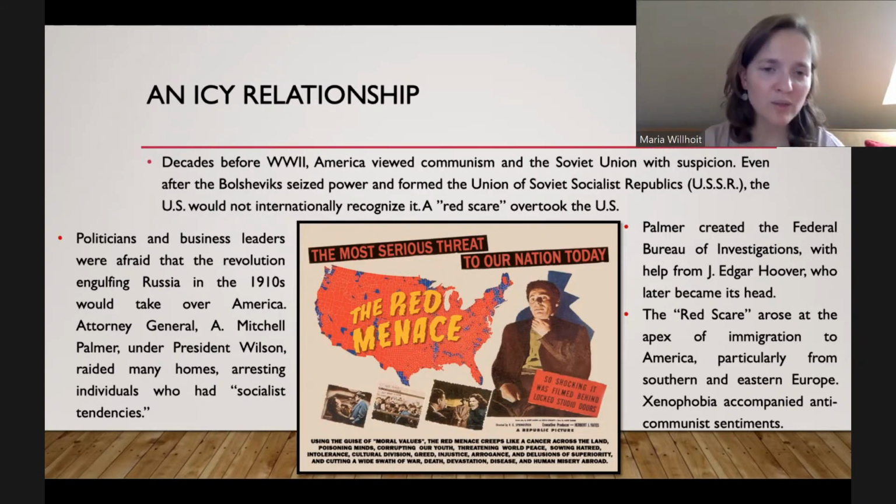As we were noticing in the early 1920s in America, as we were noticing communism growing, as we noticed it overtaking the Soviet Union, we start to have more and more suspicion. And the Attorney General under President Wilson, his name was A. Mitchell Palmer, he starts to do raids on people's homes. And he started to arrest individuals who had socialist tendencies. What does that mean? I don't really know.